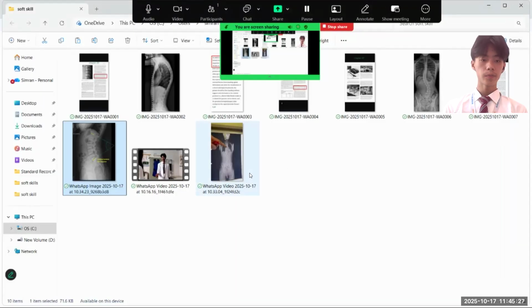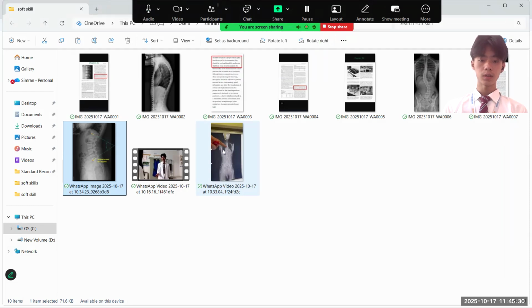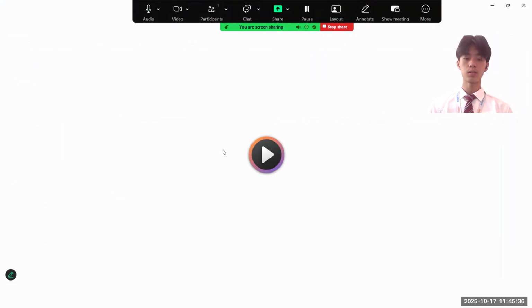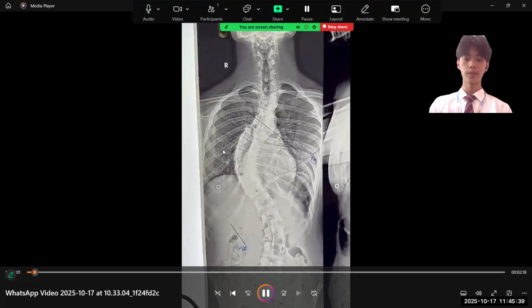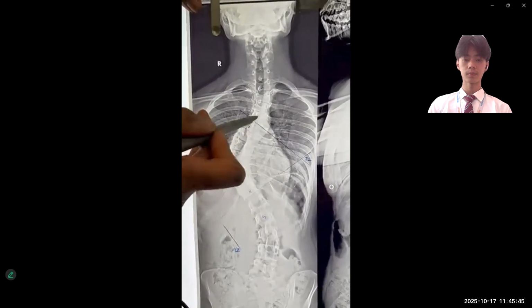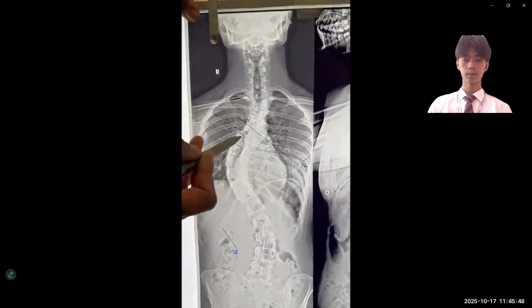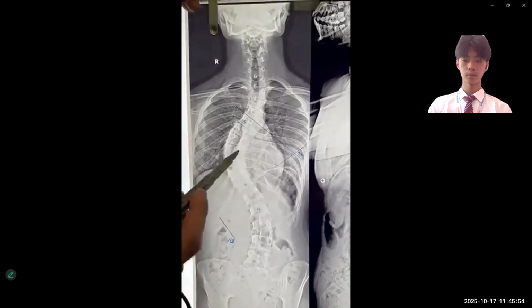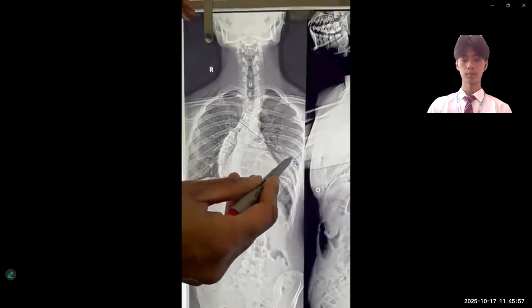For better understanding, we'll be referring to our expert video. We all know that scoliosis can be of different types. This is an X-ray of a boy of 18 years old who has got a dorsolumbar scoliosis. The main curve is the dorsal curve and the compensatory curves are the proximal thoracic and the lumbar curves. The Cobb's angle in this case is 71 degrees.